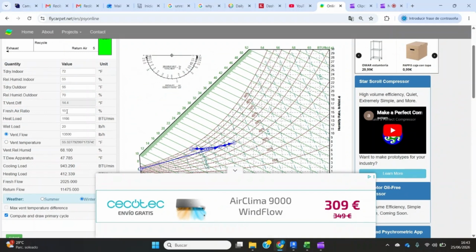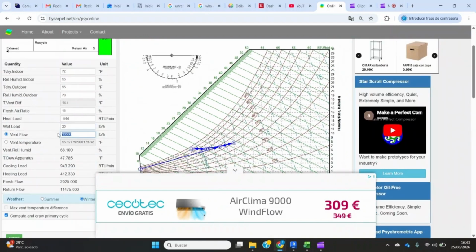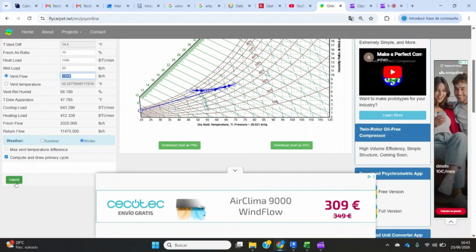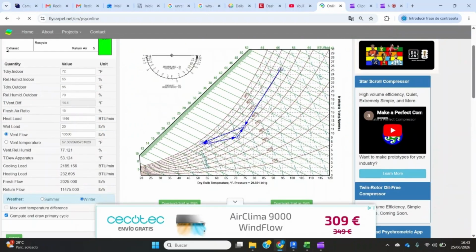We keep this fresh air ratio. The heat load is going to be the same because that depends on the number of people. The wet load is the same because it depends on the number of people. And the vent flow is the same because also it depends on the number of people. So the only thing that I'm changing are the outdoor conditions. So if I compute and submit, this is what happens. What are the outdoor conditions? Here we have 95 and 70%.